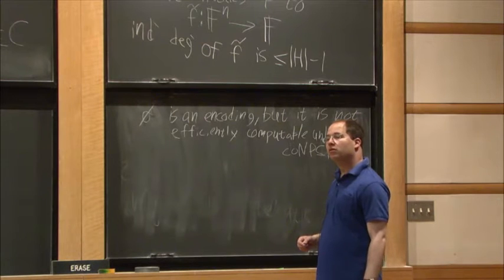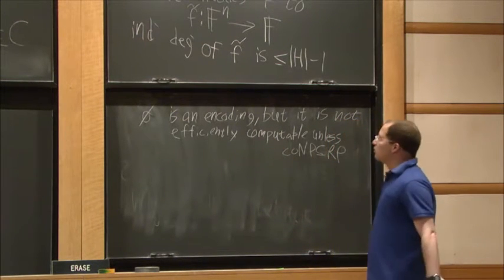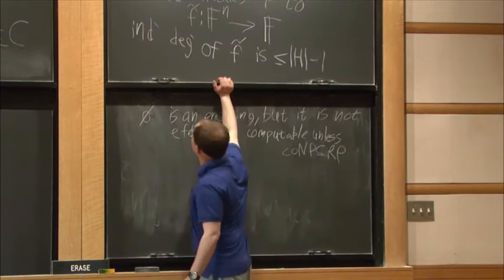Sorry? Phi is a Boolean formula, but this is phi tilde. Sorry.